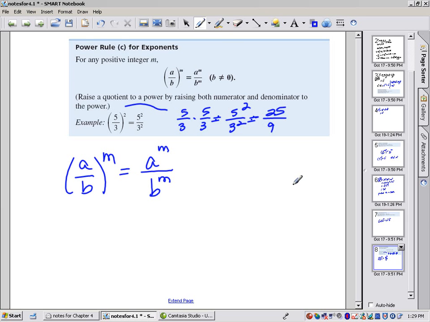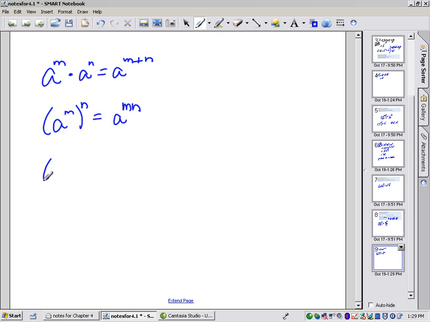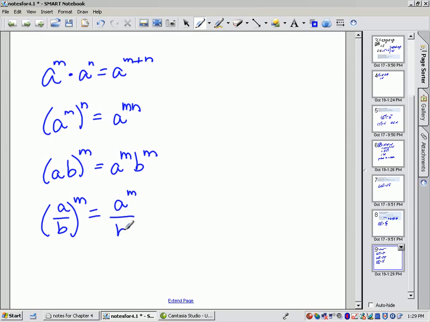So, we have several rules from this section that you need to be able to understand. If you have a to the m times a to the n, we add exponents. If you have a to the m raised to the n, we multiply exponents. If you have a product ab to the m, we can write that as a to the m times b to the m. If you have a quotient a over b to the m, that's the same thing as a to the m over b to the m.